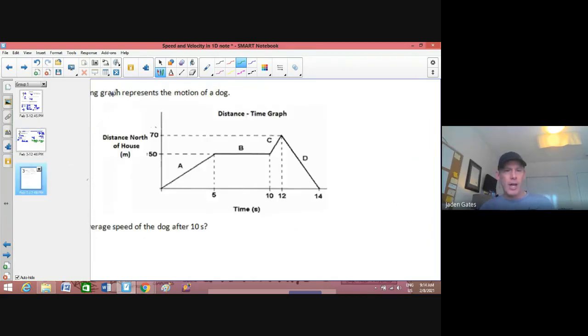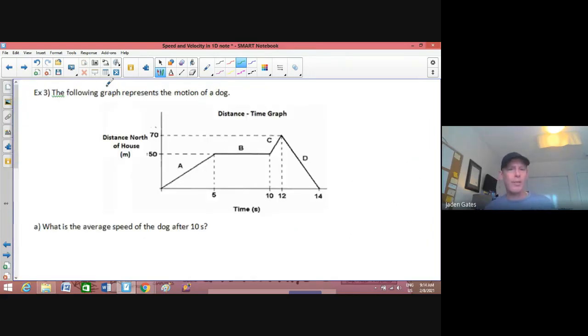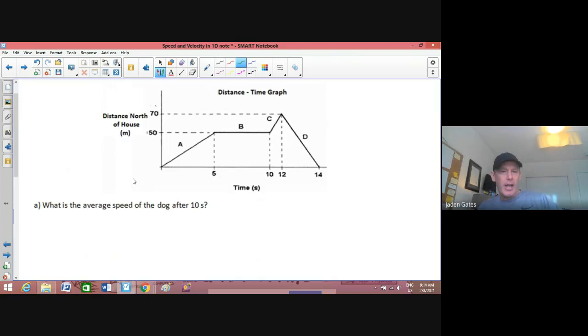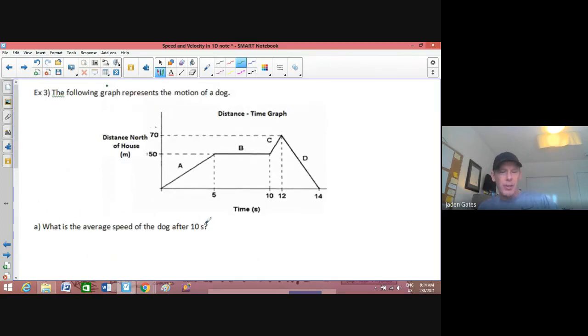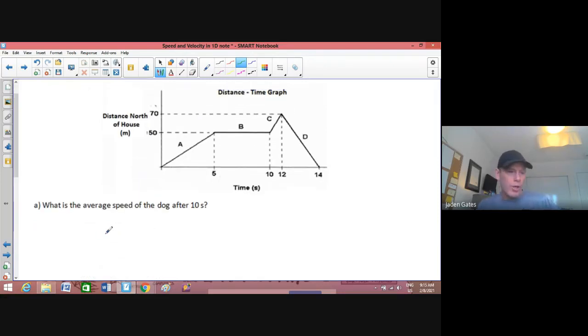All right, next up. The following graph represents the motion of a dog. All right, distance north of a house. So this is our delta D here. And what we're going to look at is the average speed of the dog after 10 seconds, given a distance-time graph. All right, so here's what we're going to use. We're going to use our formula that we just used, where I'm finding speed. So V is equal to delta D over T.